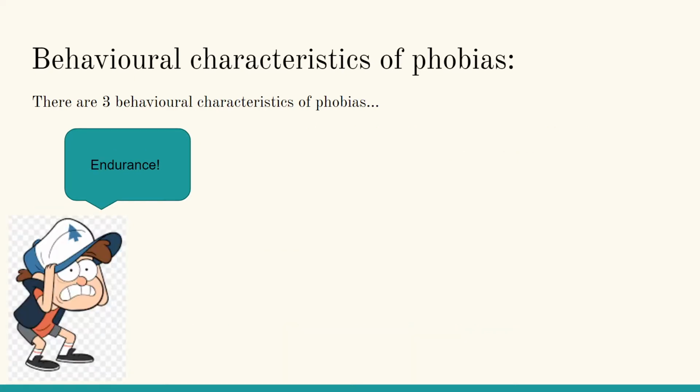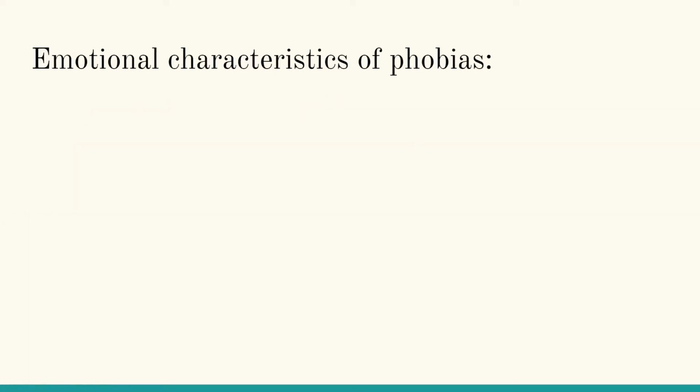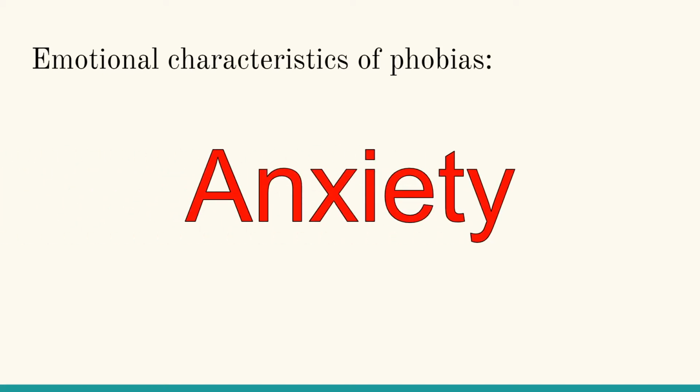The third behavioural characteristic of phobias was endurance. This is when the patient remains exposed to the phobic stimulus for an extended period of time, but also experiences heightened levels of anxiety during this time. So those are the 3 behavioural characteristics of phobias. Now let's talk about the emotional characteristics. The main emotional characteristic is anxiety, and an unawareness that the anxiety experienced towards the phobic stimulus is irrational. That is it for emotional characteristics.